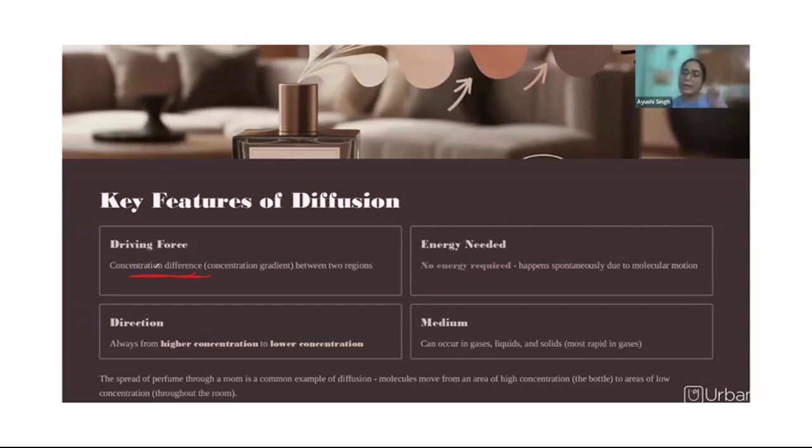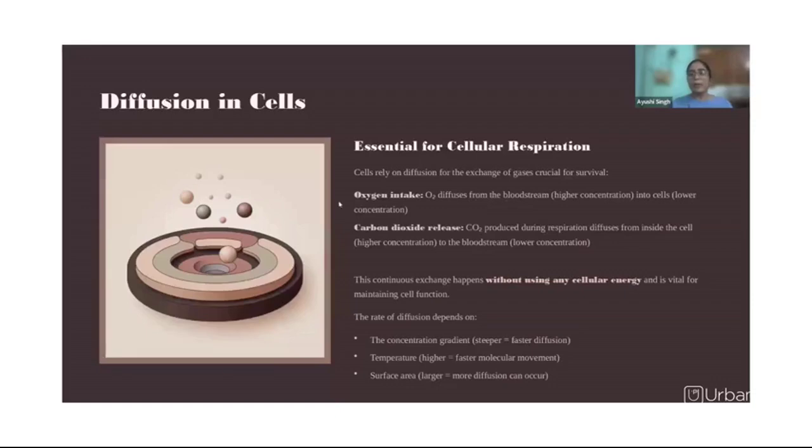Direction always from higher to lower concentration, and medium could be anything. It can happen in a gas or gaseous state, or like liquids or solids. Okay, but gases tend to diffuse faster than anything else. Now this diffusion in cell, like I told you, oxygen will be taken in and carbon dioxide will be released out. This I have already told. One thing which we need to notice here, the concentration gradient, okay, and temperature and surface area.